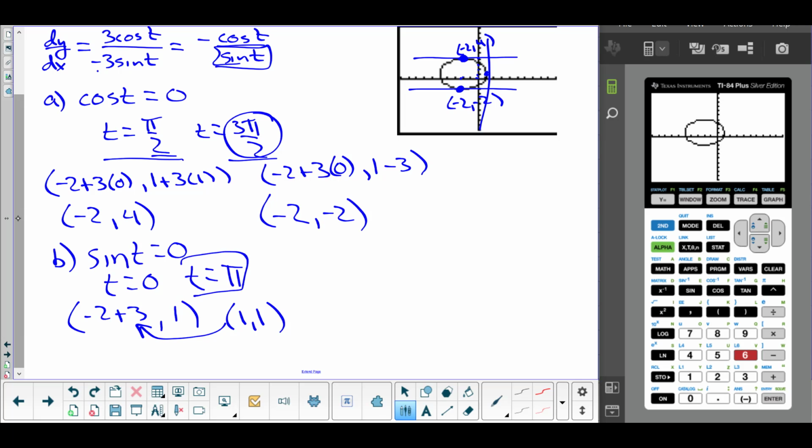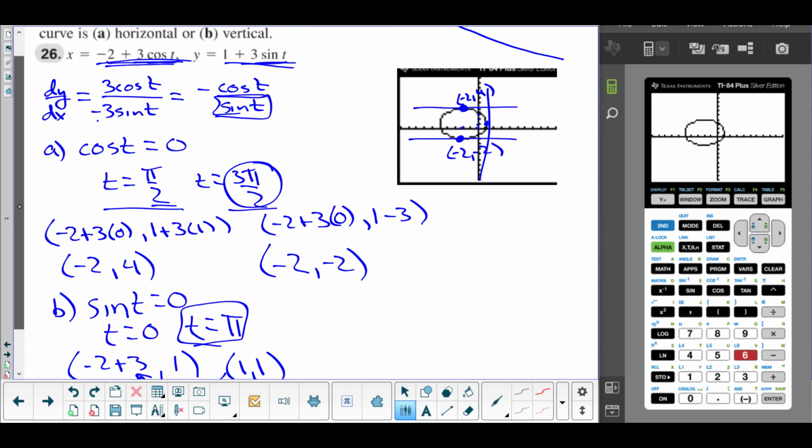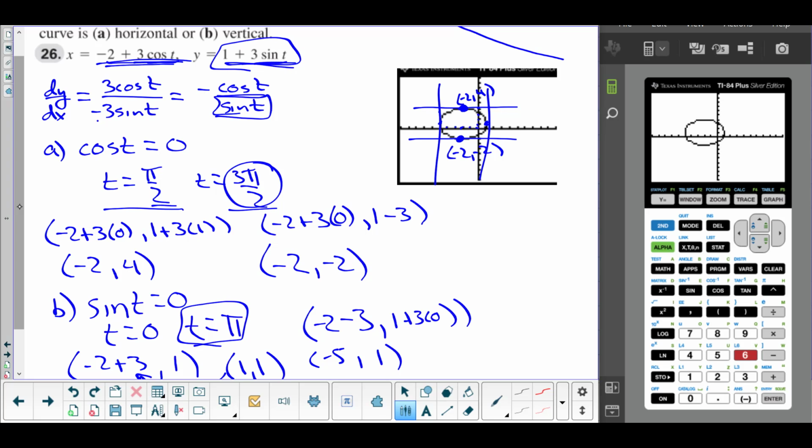Then I've got to plug pi in. Haven't done that yet. Cosine of pi is -1, so -2 minus 3. And then sine of pi is 0, so 1 plus 3 times 0, really, that's what we have. -5, 1. So 1, 2, 3, 4, 5, 1. Right there, another vertical tangent line.